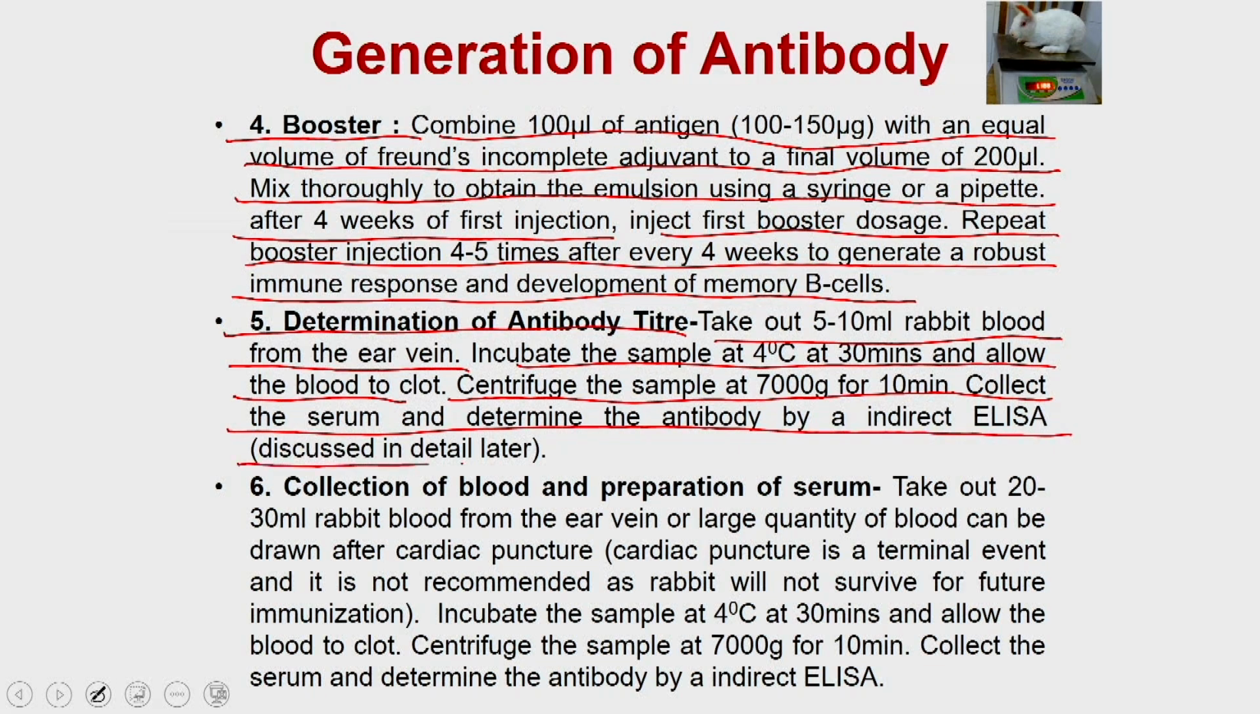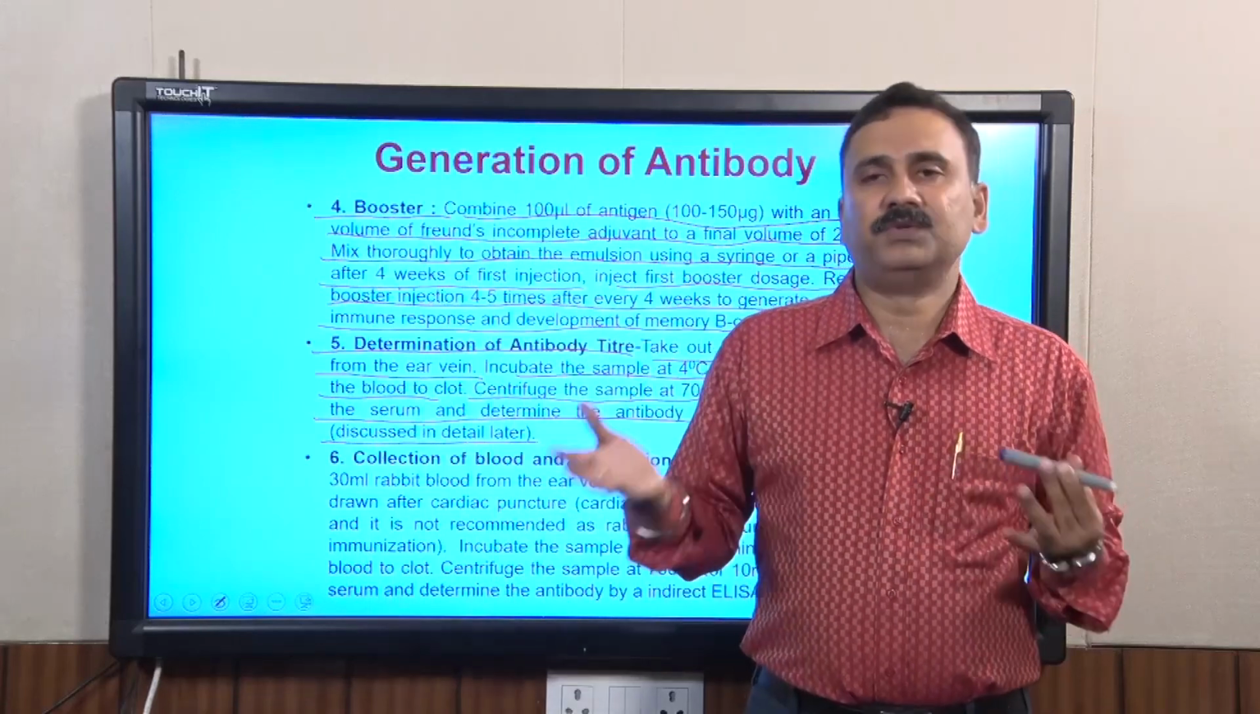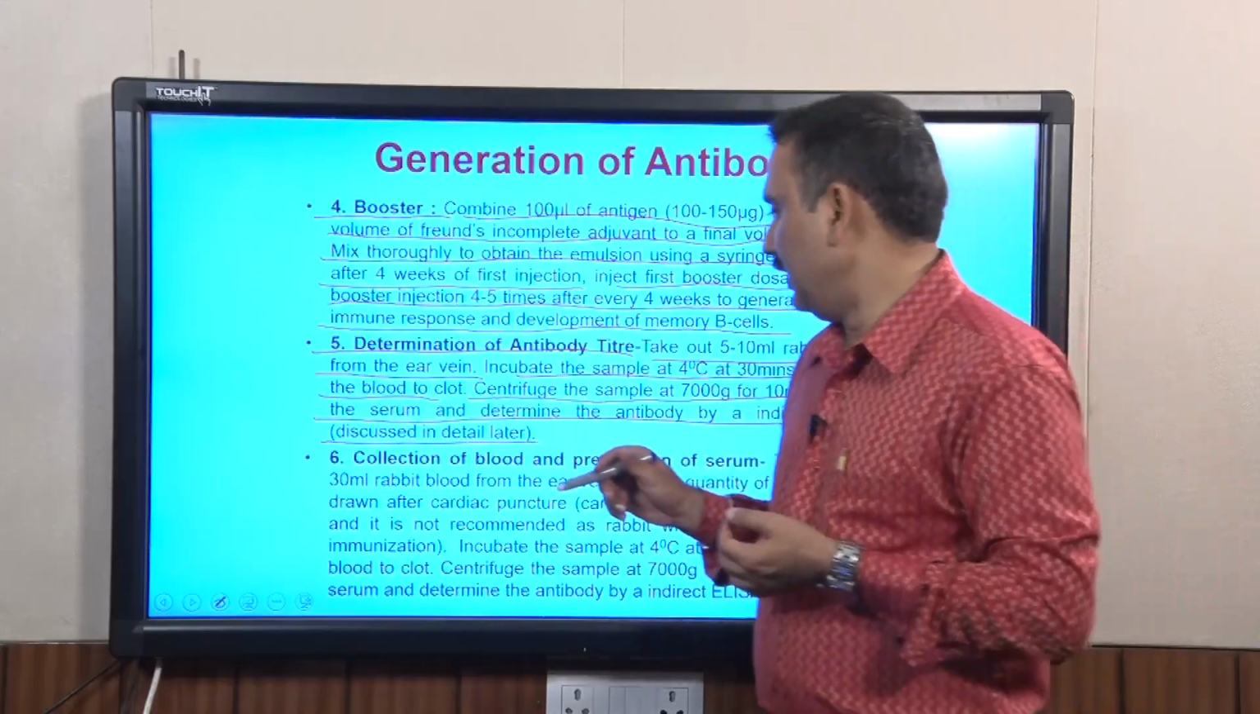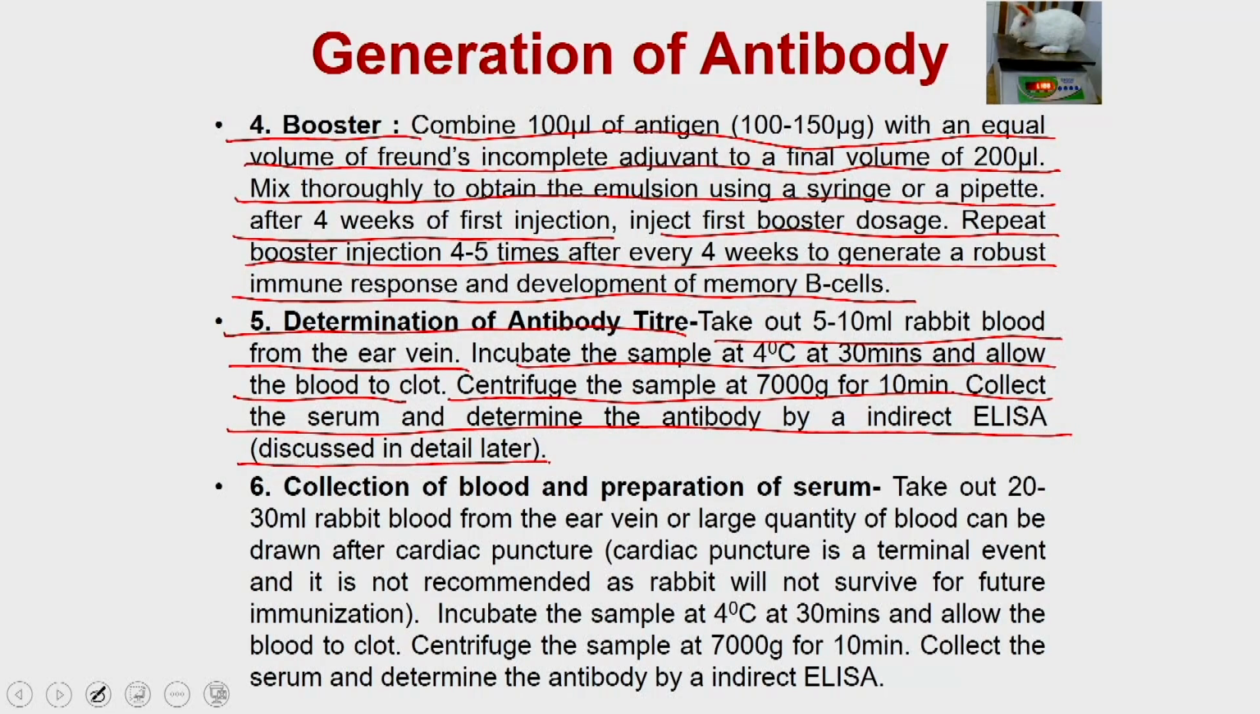That we can discuss. If you do not understand, you can discuss it with me when I am available in person, or you can go through some YouTube videos and you will know how to perform the indirect ELISA. Once you are sure that the antibody is being generated, you can do the collection of blood. You take out 20 to 30 ml, even 50 ml of blood, from the ear vein.